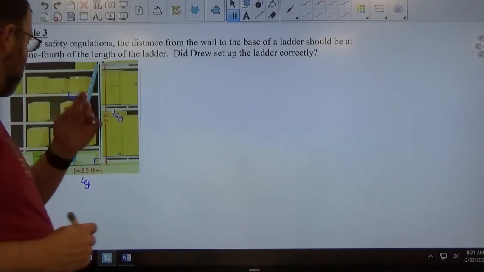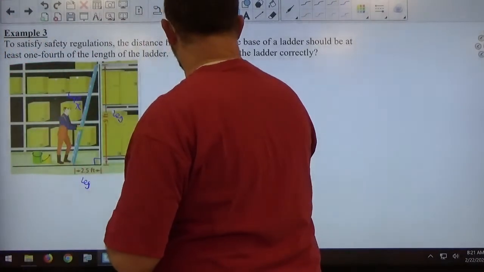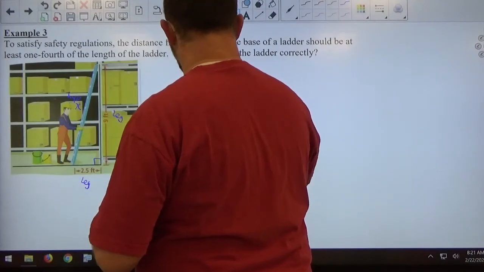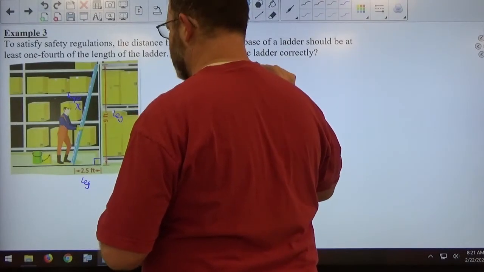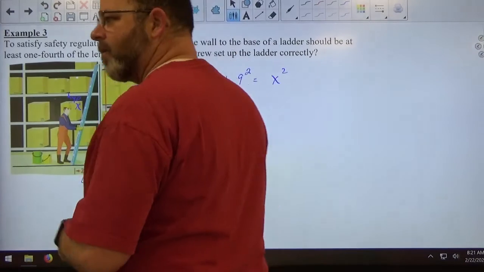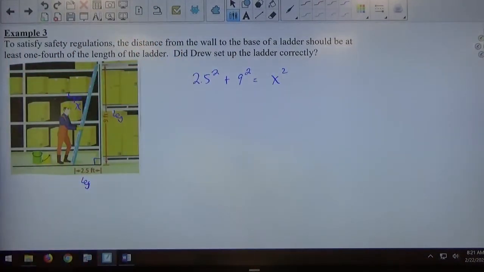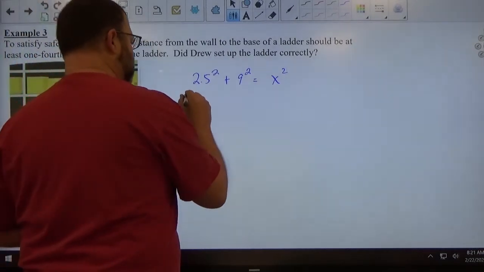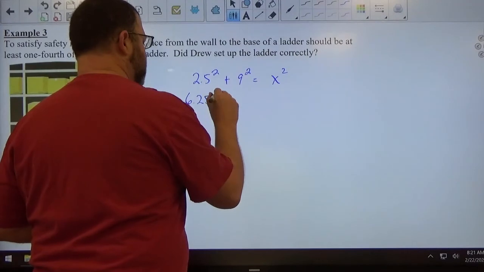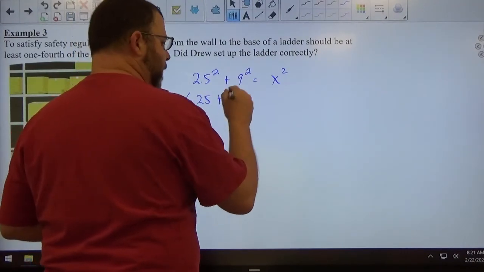All right, so if I apply the Pythagorean theorem, I'm going to get 2.5 squared plus 9 squared is equal to x squared. So again, it's always leg squared plus leg squared equals hypotenuse squared. Make sure you set up the Pythagorean theorem like that every time. You punch 2.5 squared in your calculator, it spits out 6.25. You punch in 9, 9 squared is 81.